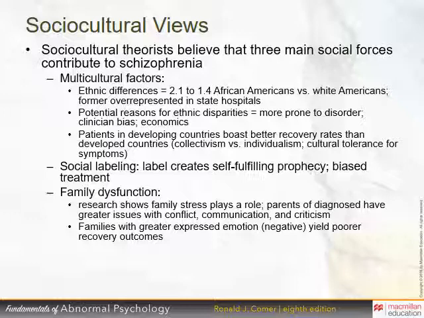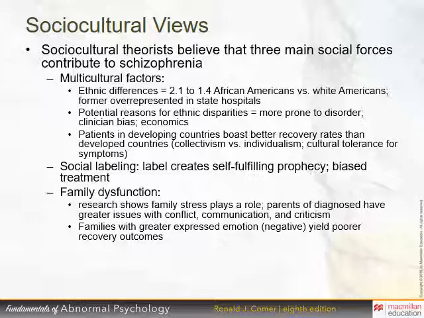Social labeling is something that we've discussed really from the beginning of this text and course. The idea here is that creating the label also creates a self-fulfilling prophecy, that now that someone has an actual title for what they're experiencing and also knowledge of other symptoms, they go ahead and fulfill that role. It also means, though, that once a label has been placed, there could be biased treatment, particularly with schizophrenia, because it's one of the most severe psychological disorders, that there may not be as much attention or actual treatment given. And then family dysfunction.